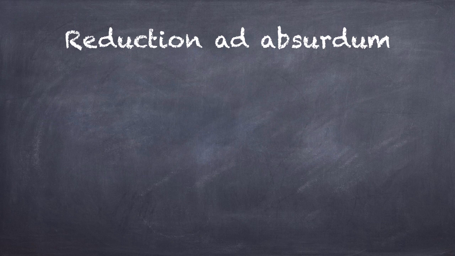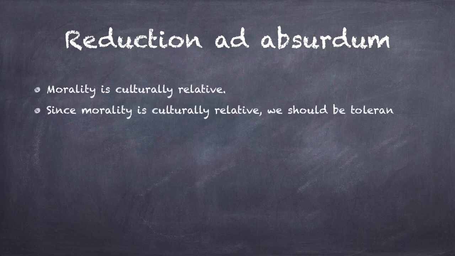Here is reductio in action. Let us start with the idea that morality is culturally relative. That is, whatever is moral is determined by one's culture. If morality is culturally relative, then what other cultures determine to be moral is moral. So we should be tolerant of other cultures even if their moral code is different from ours.